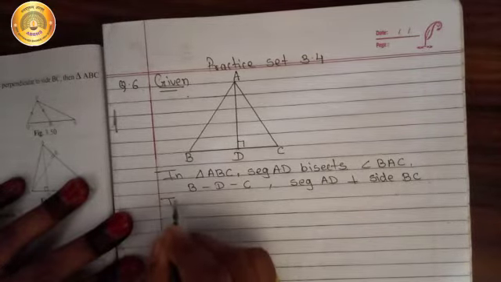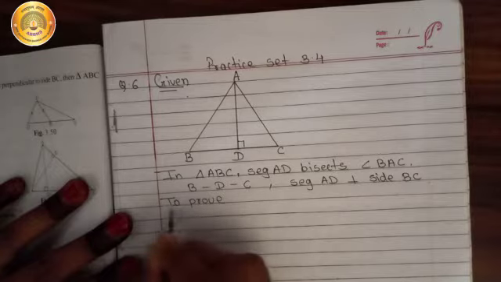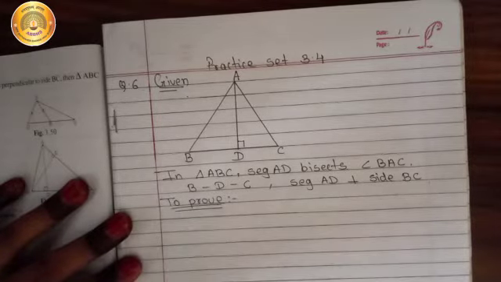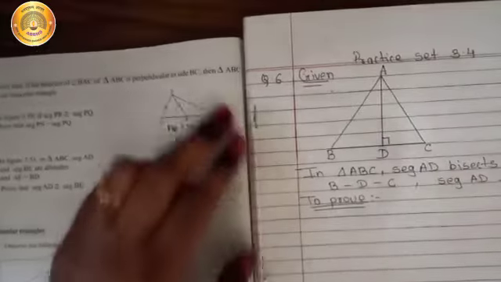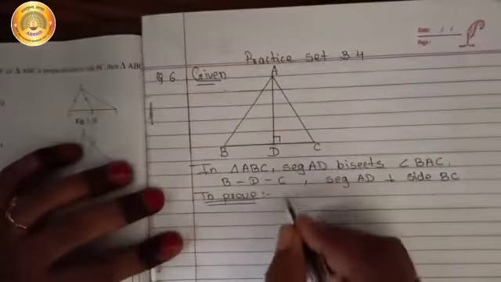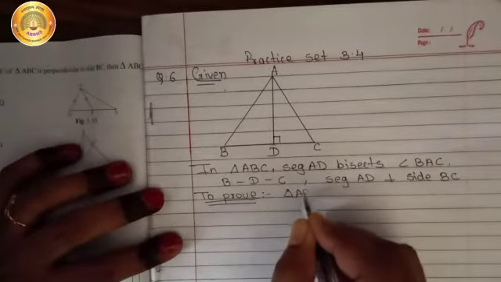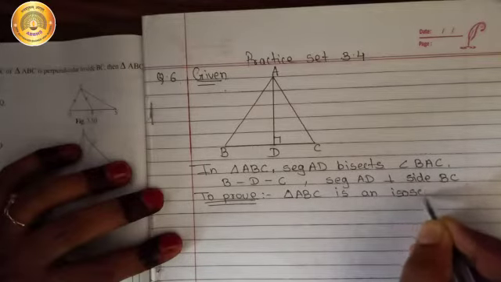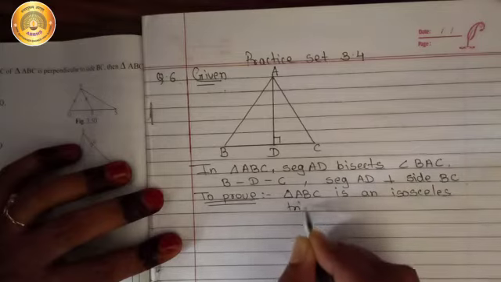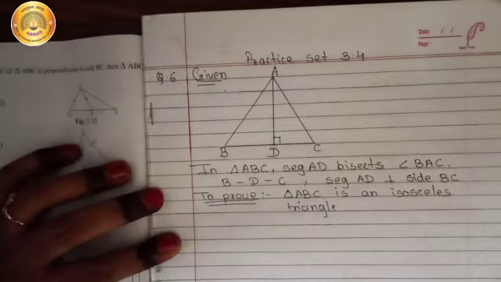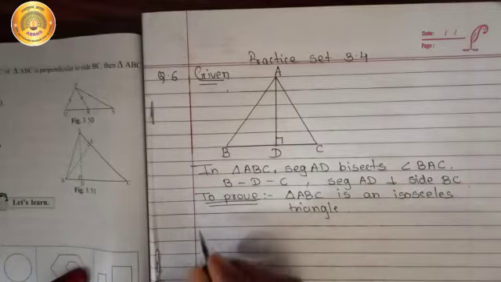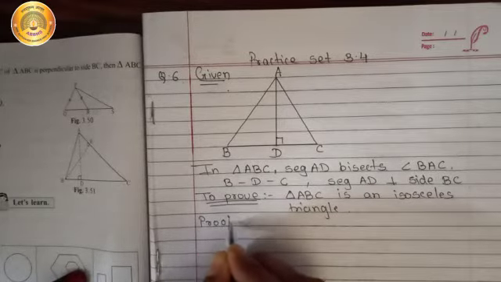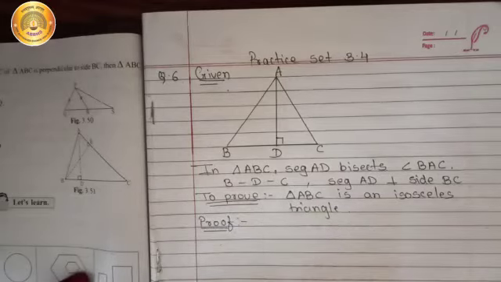Now the next part of the theorem is the proof, that is, what is to prove. To prove means the question we have to answer. The question is that we have to show that triangle ABC is an isosceles triangle. So we'll write: triangle ABC is an isosceles triangle. This we have to prove. Now let's see the next part. It is a very important part in the sum, called the proof, or you can say this is the theorem also.